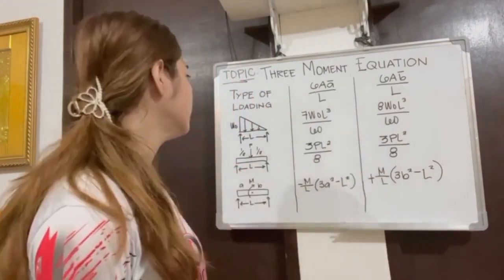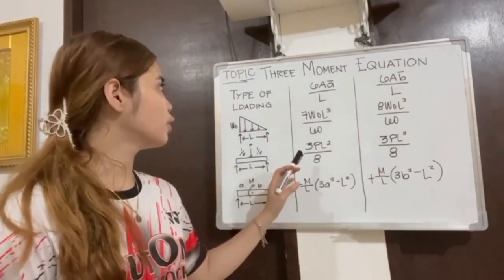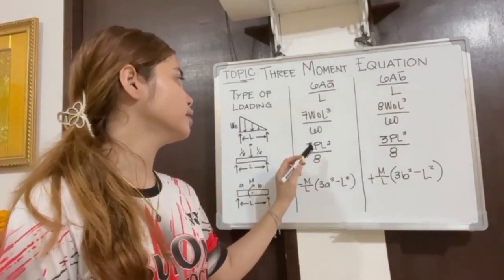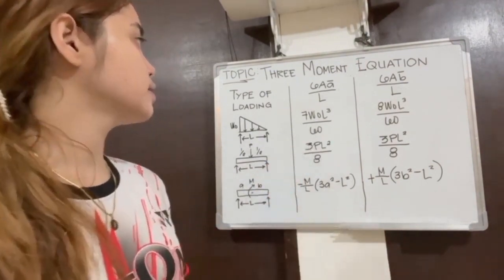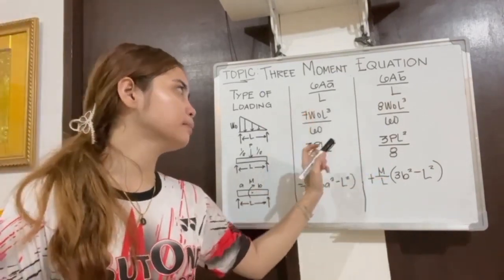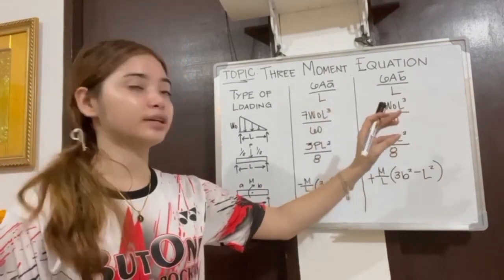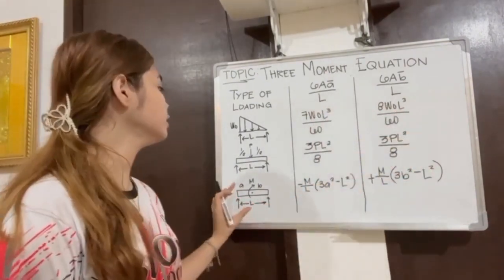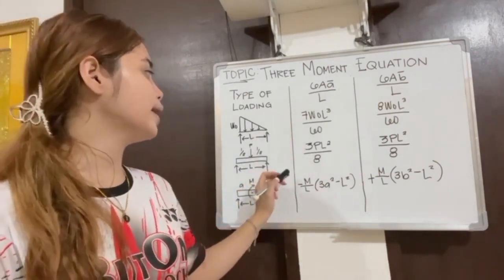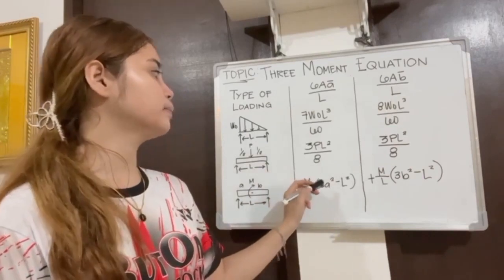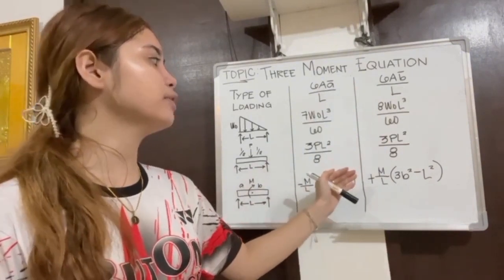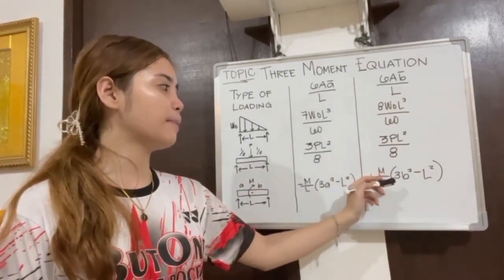For the concentrated load at the span, so in the left settlement, we have 3 times PL squared over 8. So same lang sila og ano kanang equation from the left settlement to the center and the right settlement to the center. So moment load at any point, we have in the left settlement negative M over L times 3A squared minus L squared. In the right settlement, we have positive M over L times 3B squared minus L squared.